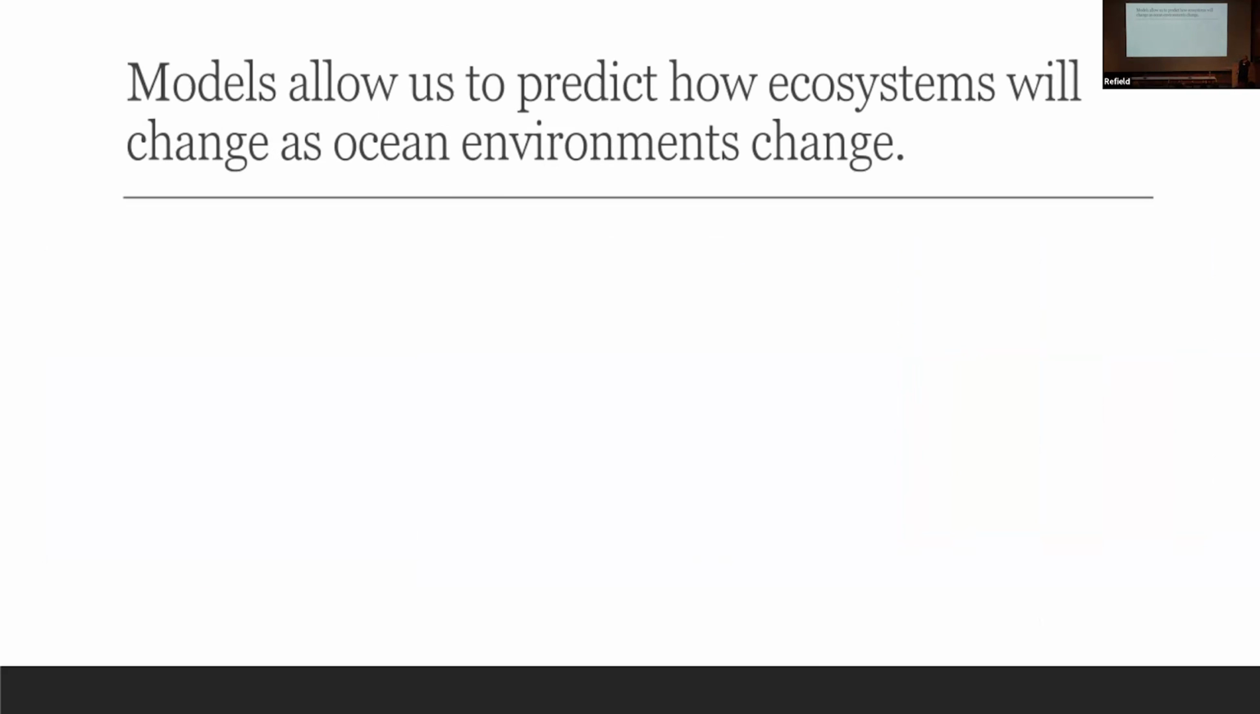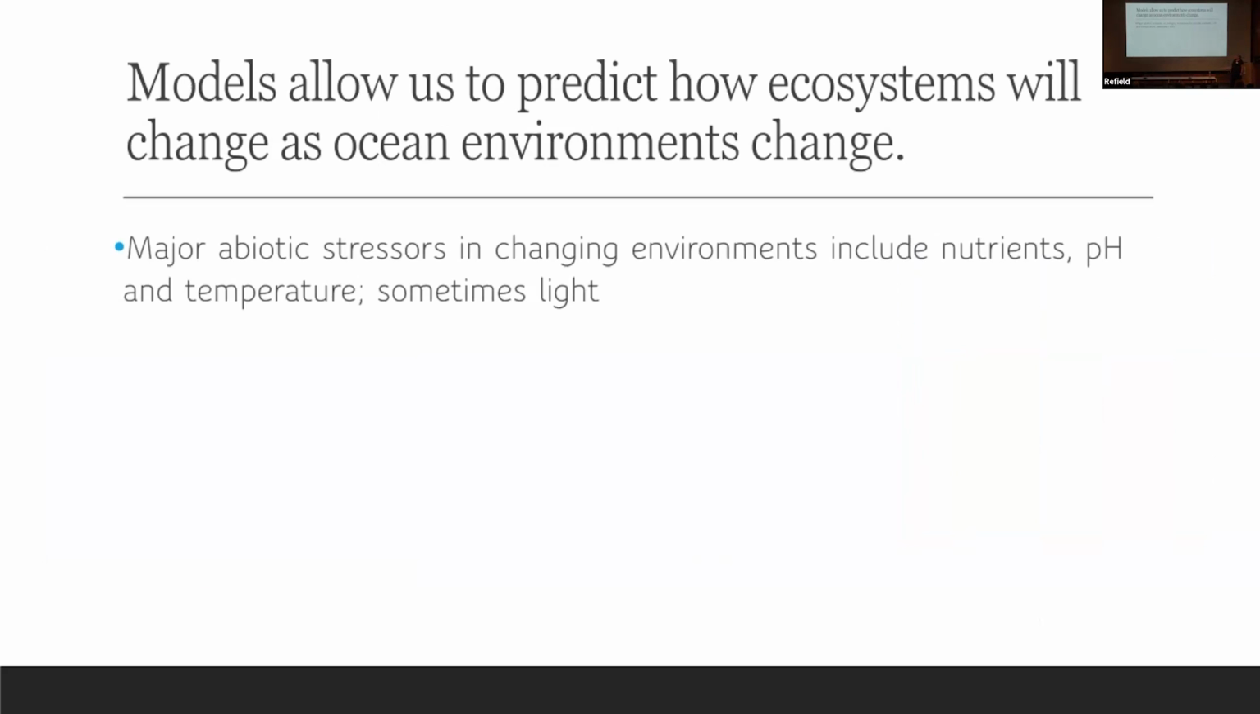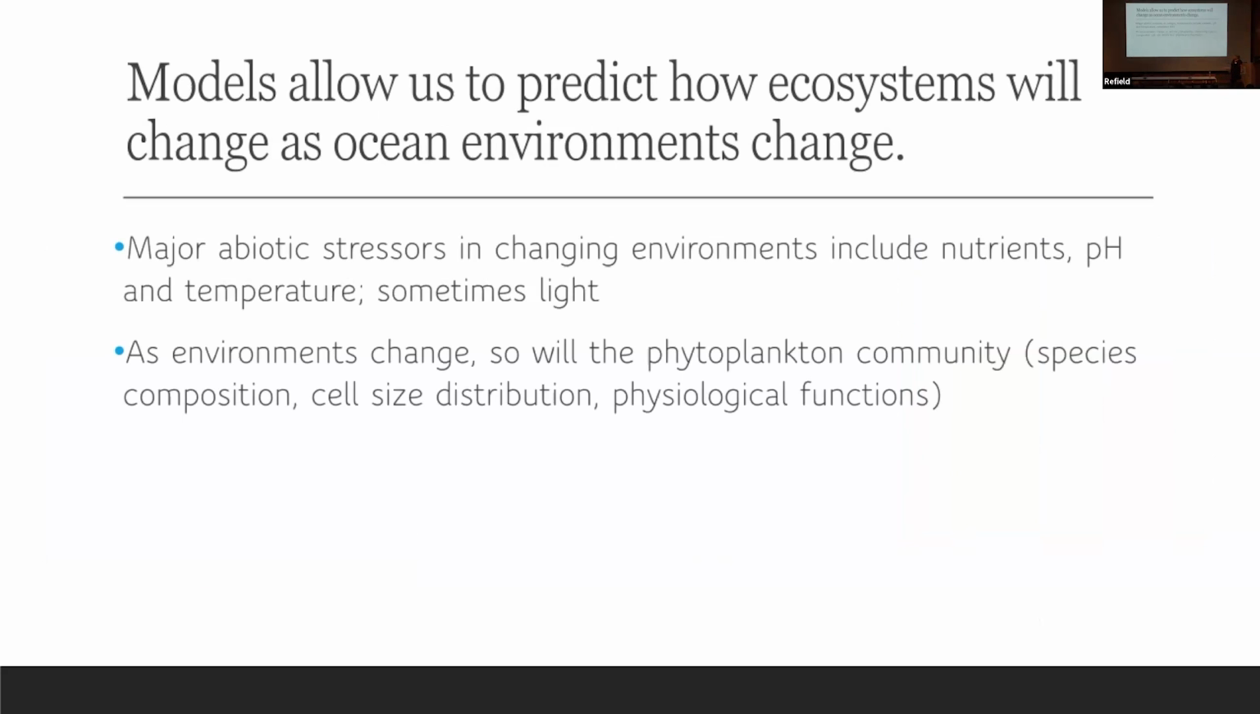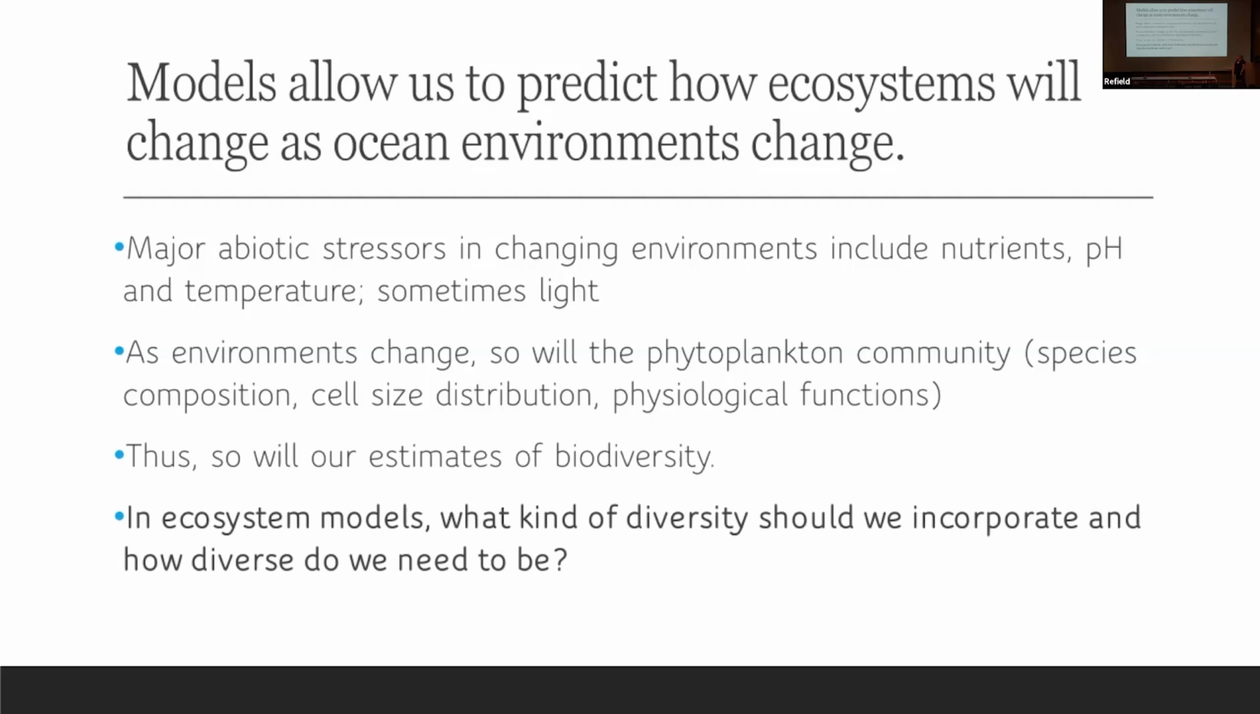Models allow us to predict how ecosystems will change as ocean environments change. And we already know that there are some major abiotic stressors in changing environments, things like nutrients, pH, temperature, sometimes light. And as environments change, so will the phytoplankton community. We know that. This could be in terms of species composition, cell size distribution, or physiological functions, and so will our estimates of biodiversity. So when we're thinking about ecosystem models, which is one of the tools that many of us use in thinking about the ocean, what kind of diversity should we incorporate, and how diverse do we need to be?